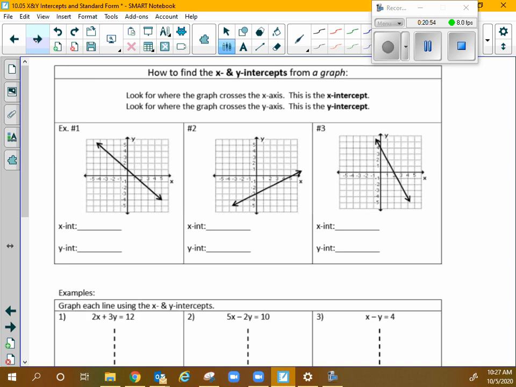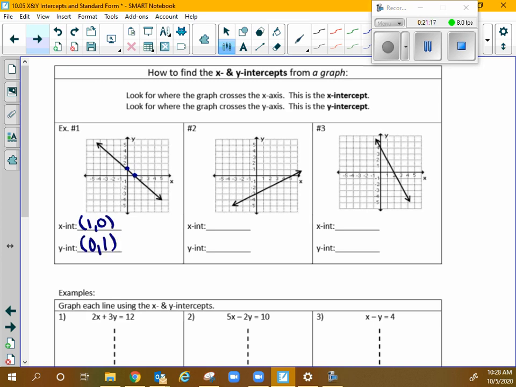Okay. Next one's the brain buster. All right. How would I pull x and y intercepts from a graph? Look for points. Where does it cross the x and where does it cross the y? Where does that line cross my x-axis? 1. So 1, 0. What's my y-intercept?